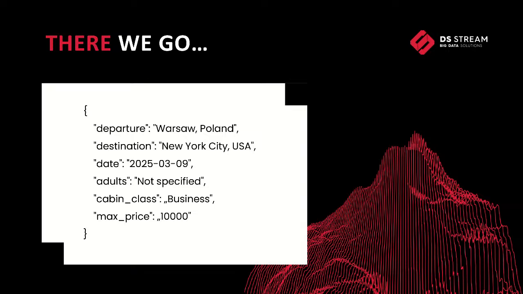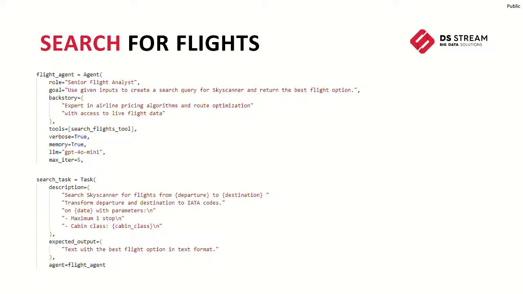The number of adults is not specified there, so our agent didn't provide any information. It picked business class as it was specified in the email, and the max price here is 10,000, which is a default we specified. So those values are not perfectly in the format and type that is accepted by the Skyscanner API, but as we will see in the next slides, it's not a problem for an agentic solution.